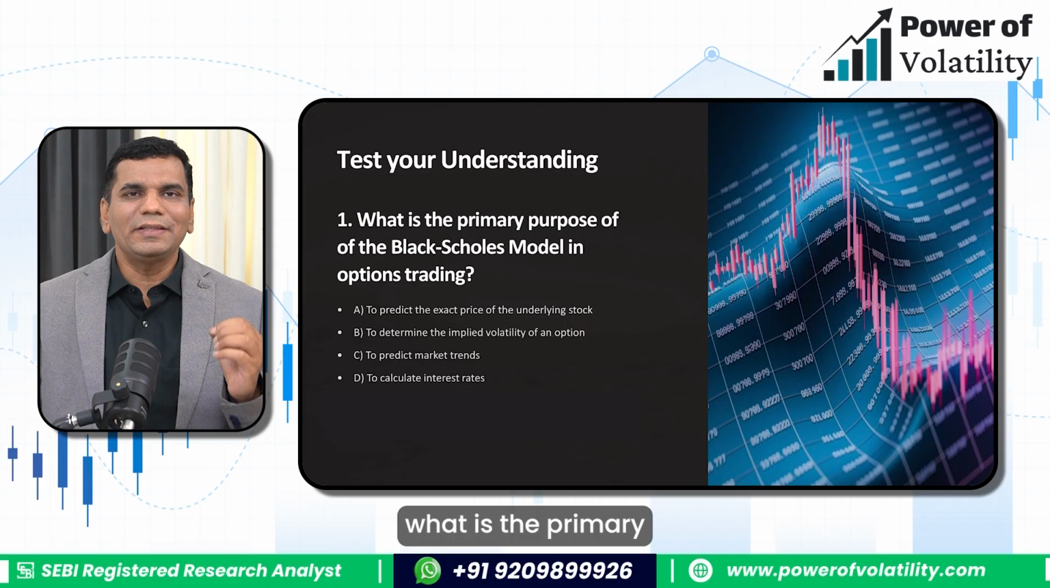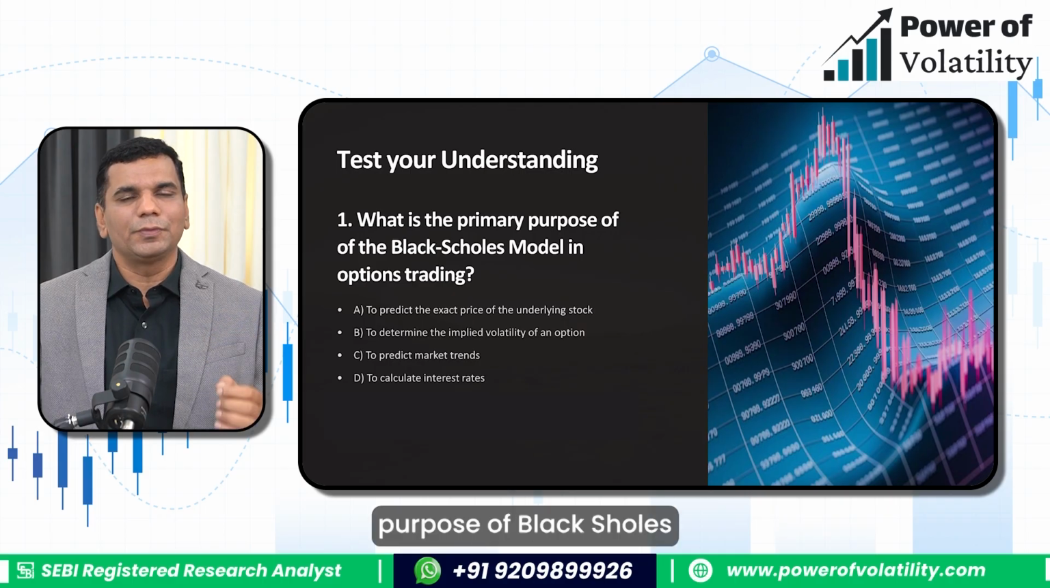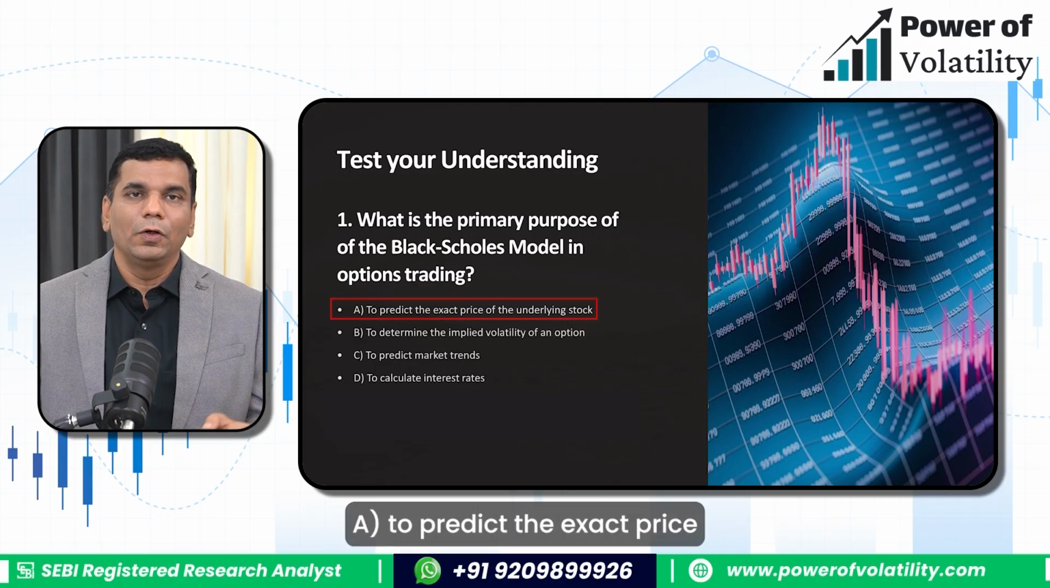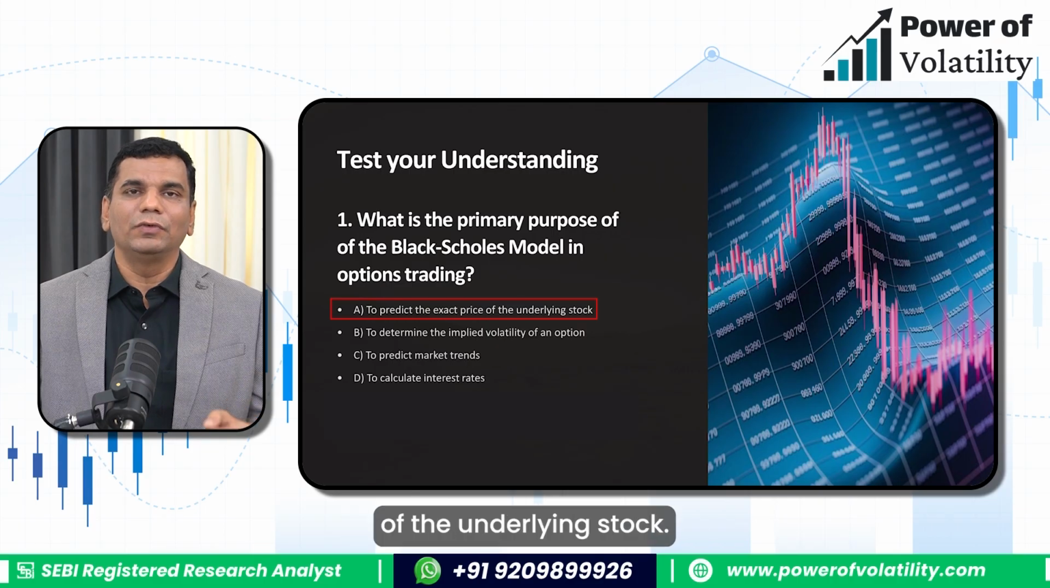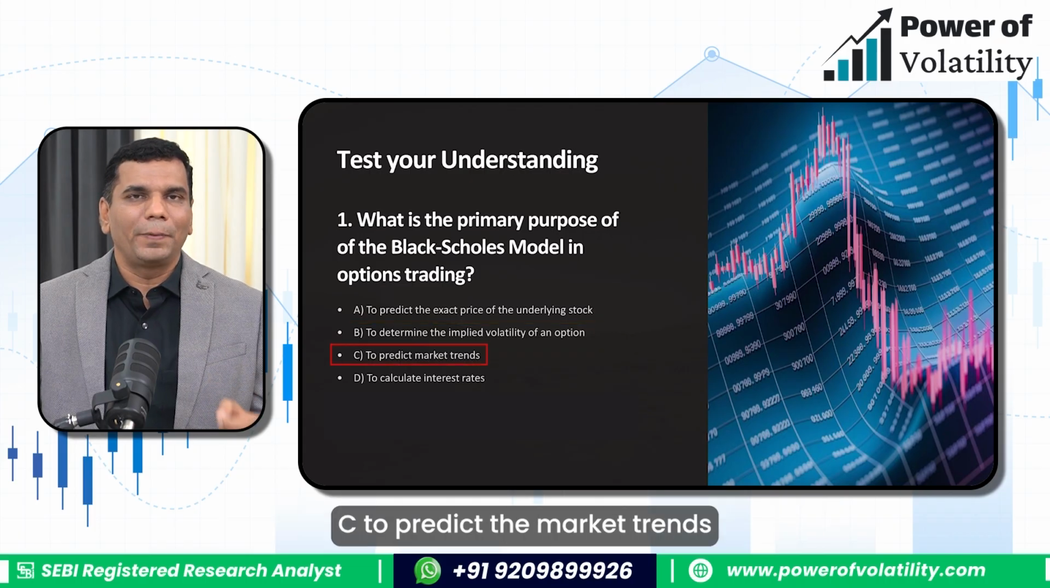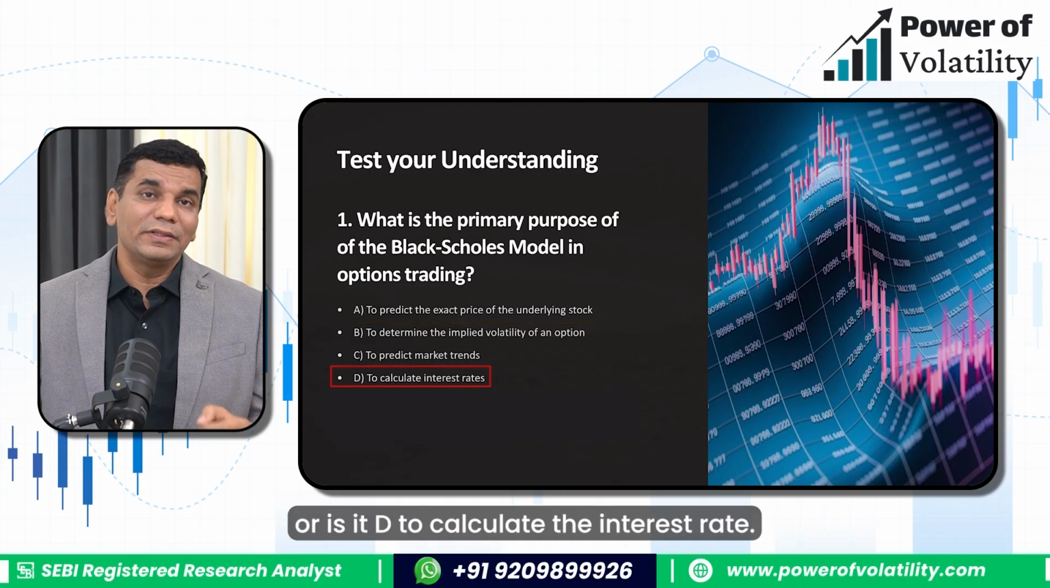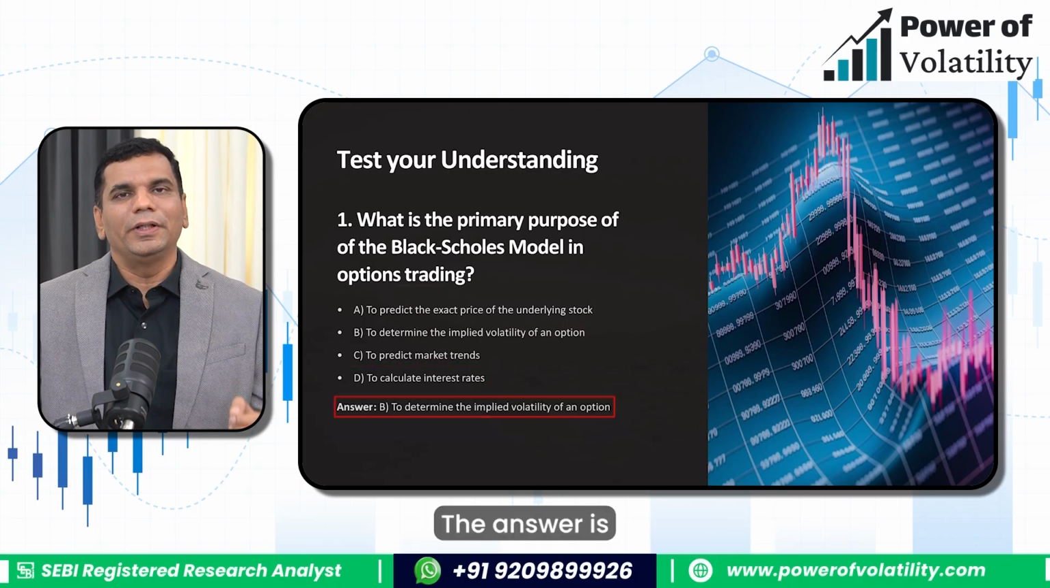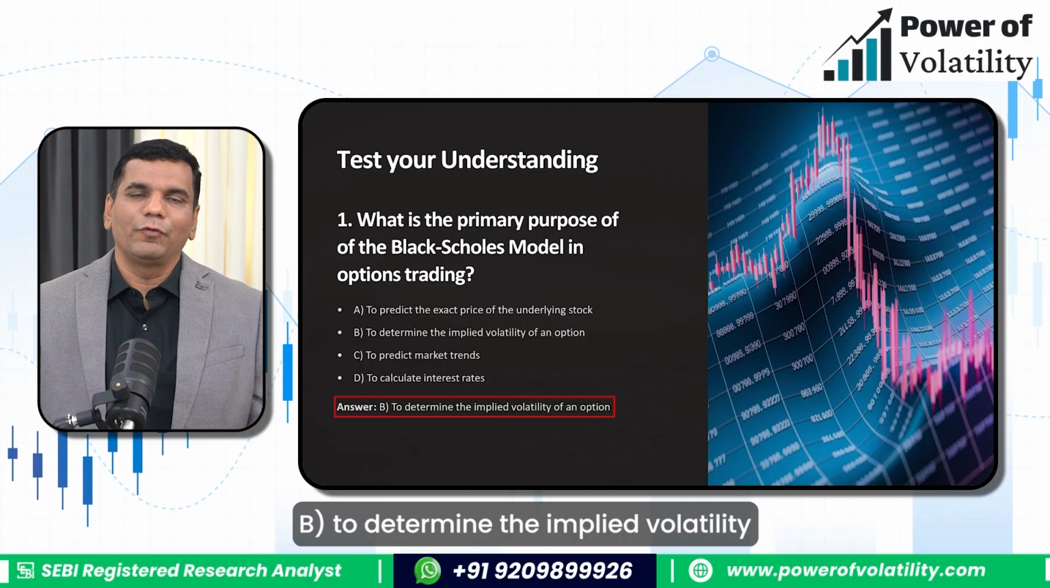Question number 1. What is the primary purpose of the Black Scholes model in option trading? A. To predict the exact price of the underlying stock. B. To determine the implied volatility of an option. C. To predict the market trends. Or is it D. To calculate the interest rate? The answer is B. To determine the implied volatility of an option.